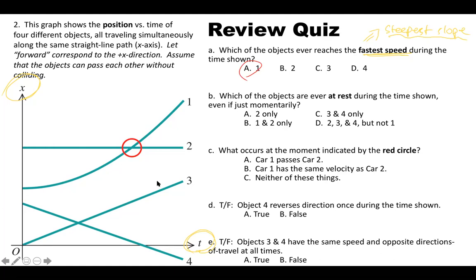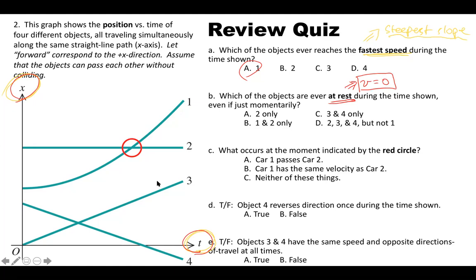Which of the objects is ever at rest, even if just for a moment? Well, again, this is a graph of position versus time. So when you see the phrase at rest, what does that tell you about the kinematic quantities of an object? That tells us that the speed or the velocity has to equal 0. Now, an object can be continuously sitting at rest, so over time, its velocity is continuously 0. Or it can be momentarily at rest, where the velocity is 0 for just an instant. For example, if it's turning around between going backward to forward or forward to backward.